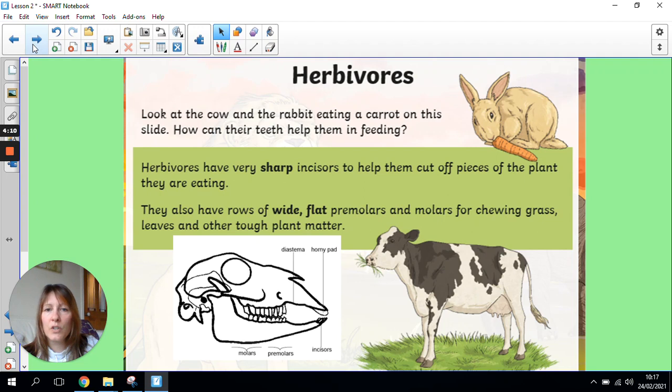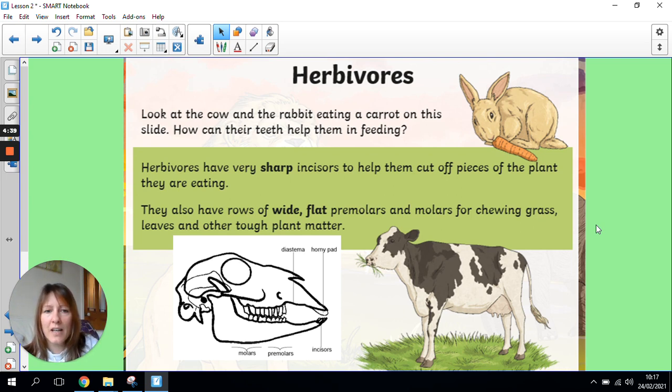So first of all, herbivores then. Look at the cow and the rabbit eating a carrot and the grass down here on this slide. How do you think their teeth would help them in feeding? So if they're going to be eating plants, what kind of teeth will they need? Well, they will have very sharp incisors at the front to cut the grass. Think about that cow constantly snipping away at the grass in the field, and the rabbit having to bite into that carrot.